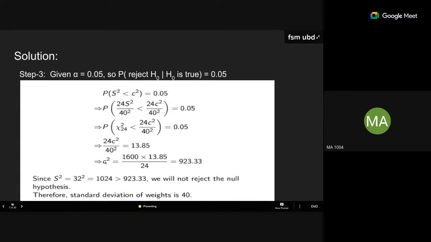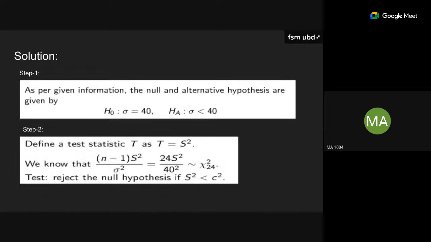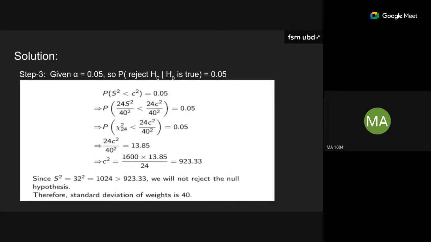Then you can compare the critical value with your test statistic value. Using this test, when you compare, your test statistic value should be less than your critical value, then you can reject your null. So this is the test. Compare this test statistic S square value with your obtained C square value. If S square is less than C square, then you reject the null. If your S square is greater than C square, just like in this case, we will accept the null.